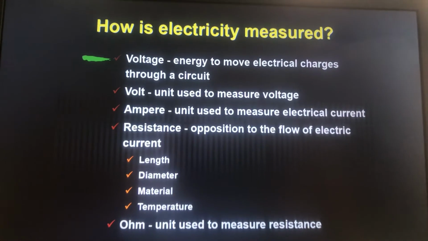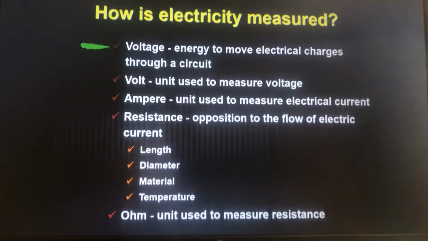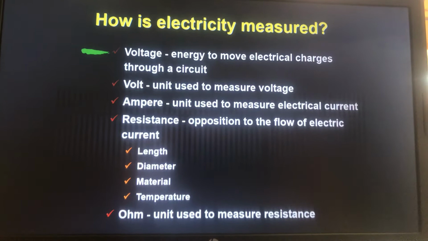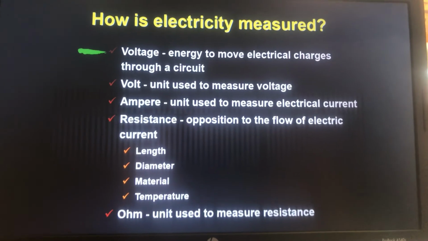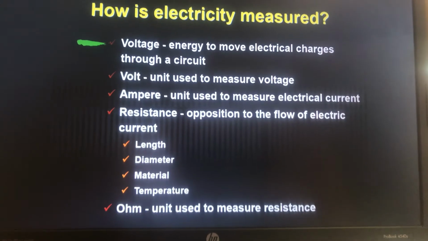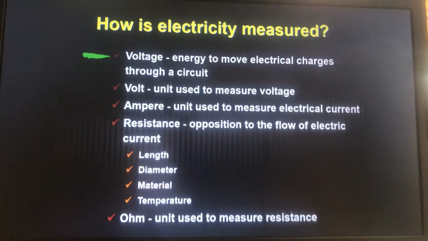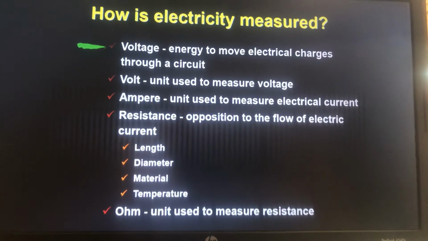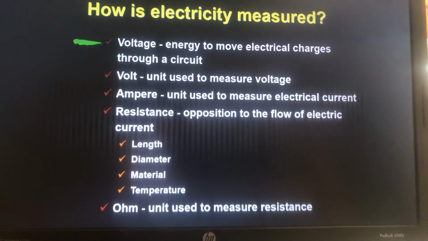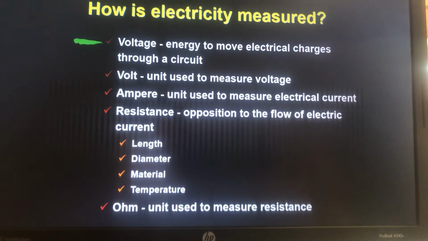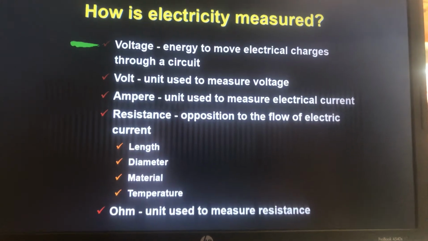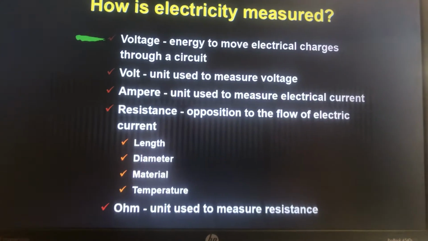Okay, and there's a whole bunch of reasons for that, and if you ask me why that is the case, then I'll talk to you about it. But the volt is used to measure voltage. It is the push. It's how much energy is behind that current. The ampere is the actual electron. Okay, it's how we measure the amount of electrons that are flowing through that system and the amount of energy.